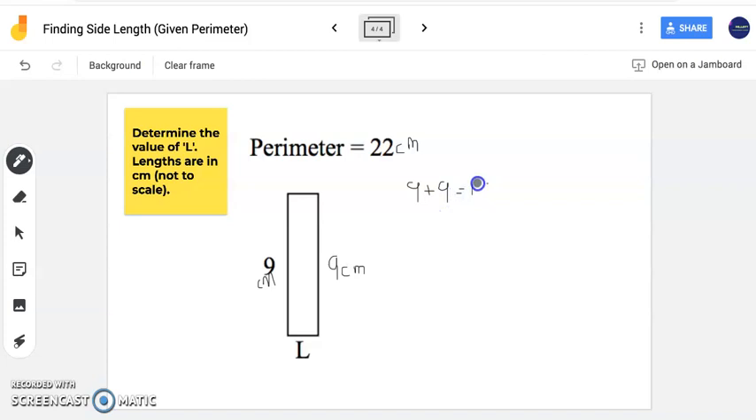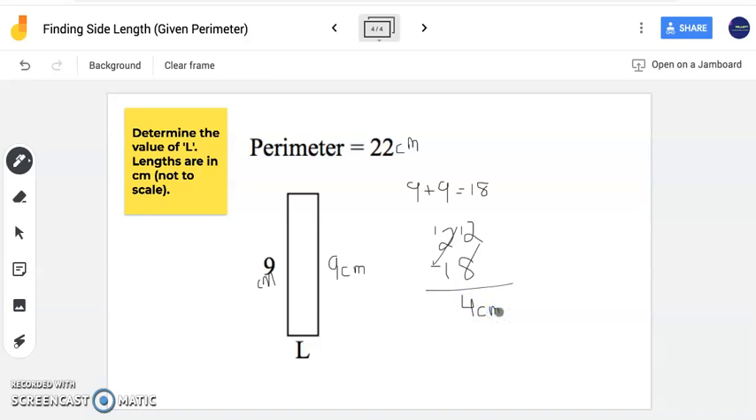So now I need to figure out what's going to be left for my other two side lengths. So that's why I'm going to do 22 minus 18. Now again, look how I'm writing these steps out. You're going to need to do that. Okay, sometimes you might need to borrow, and that's okay too. So now we're left with 4 centimeters for my two widths of this rectangle.